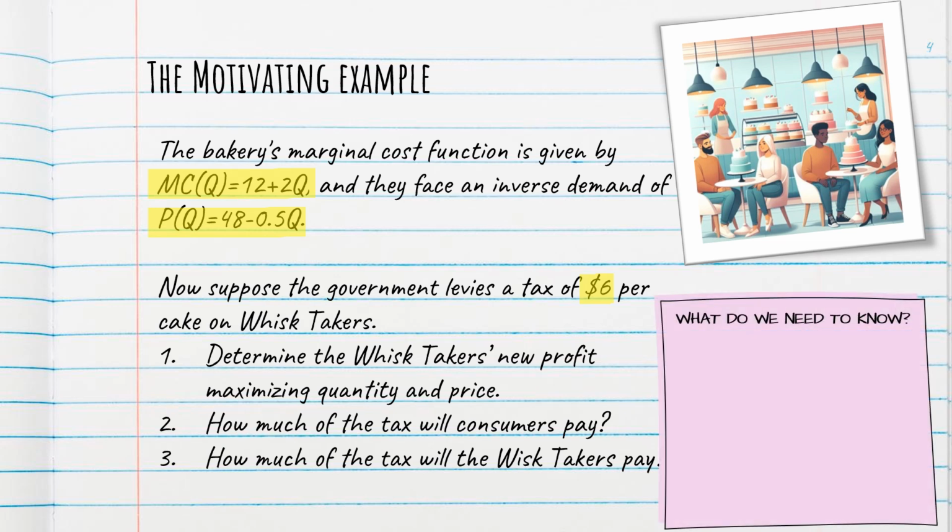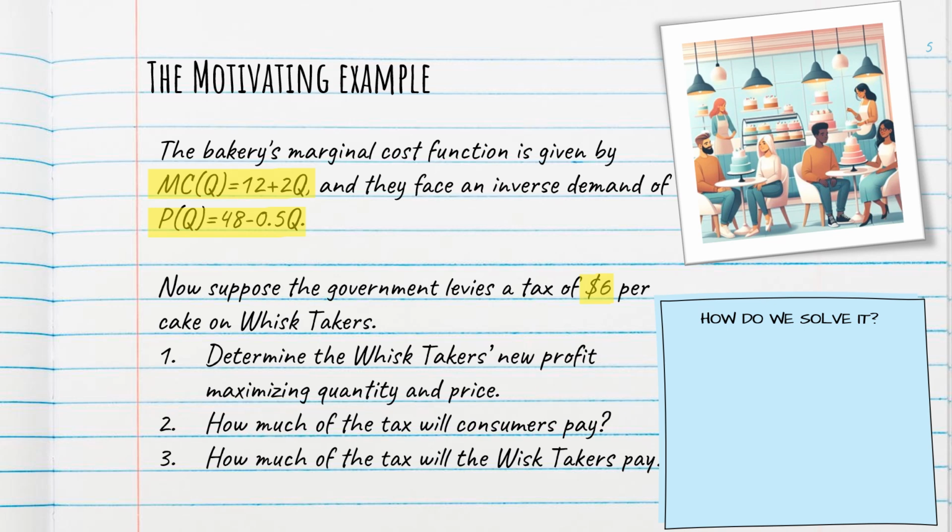What do we need to know in order to answer this question? We need to know the firm's total cost or their marginal cost. Here, we're provided with their marginal cost. We need to know the demand for the firm's product. It could be a demand curve or an inverse demand curve like we see here. And finally, we need to know the size of the tax.